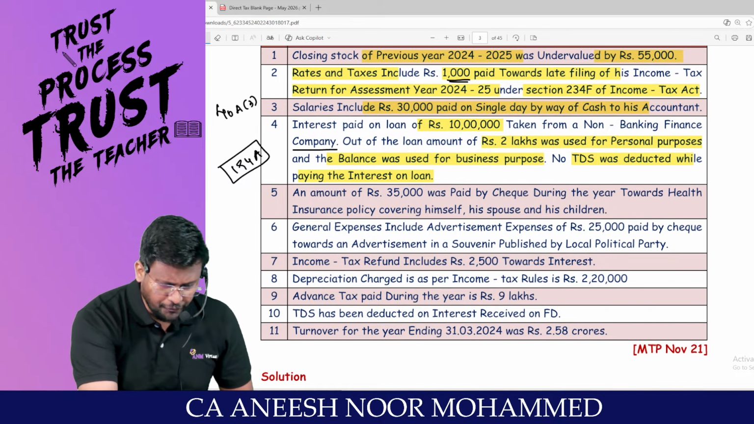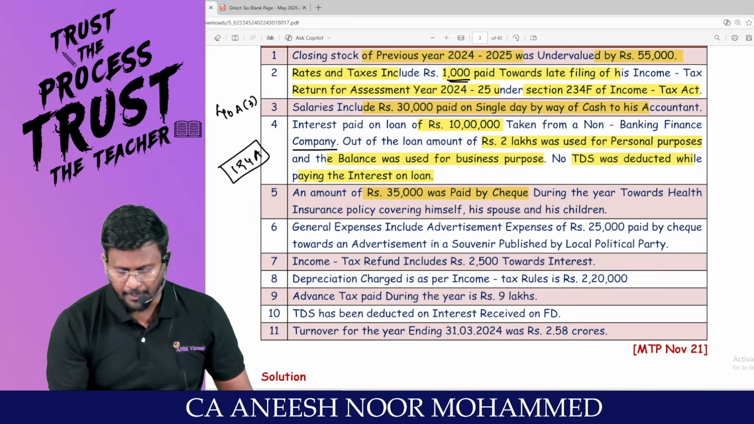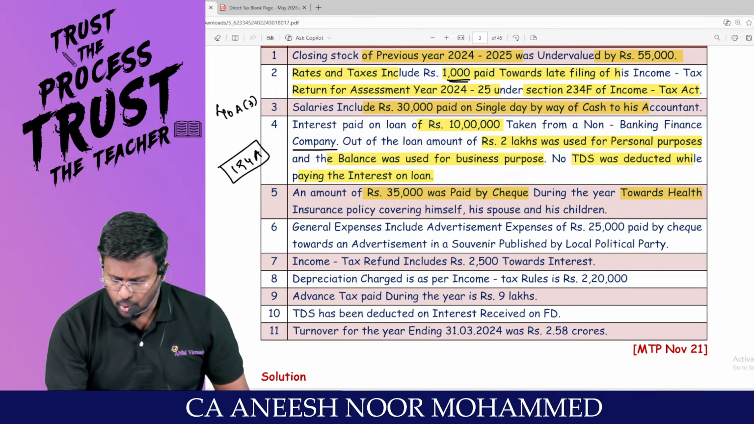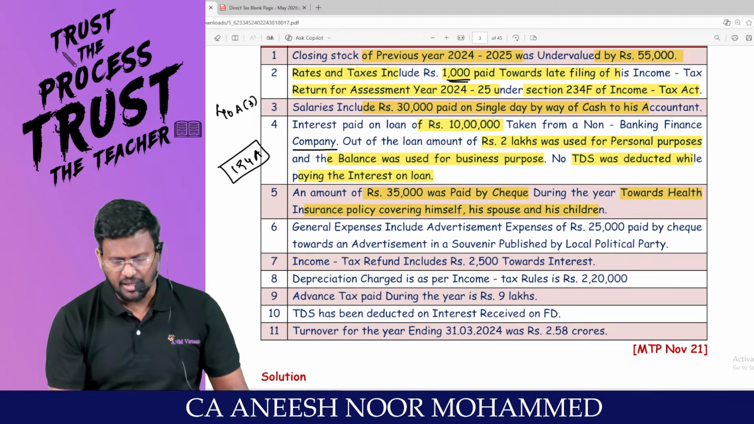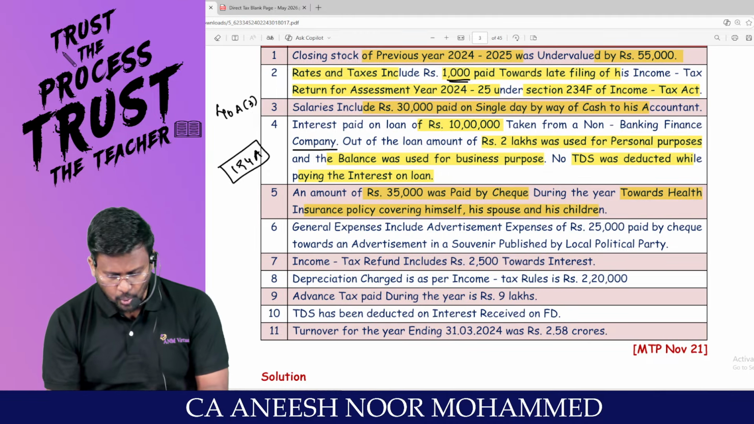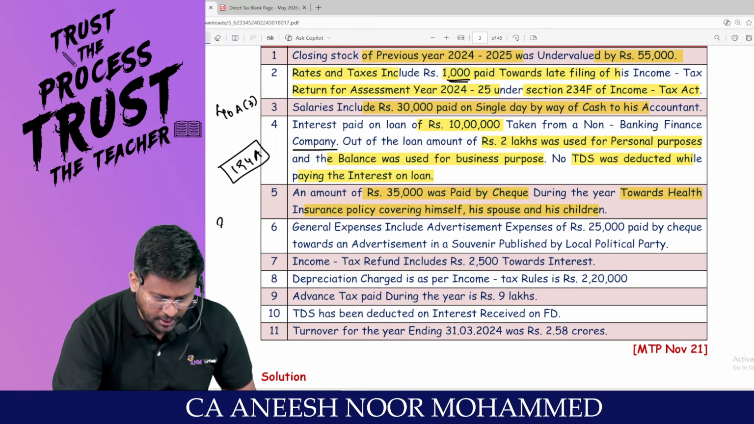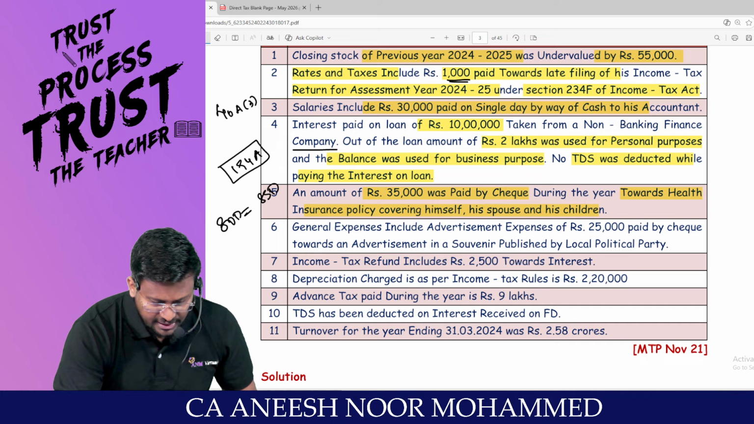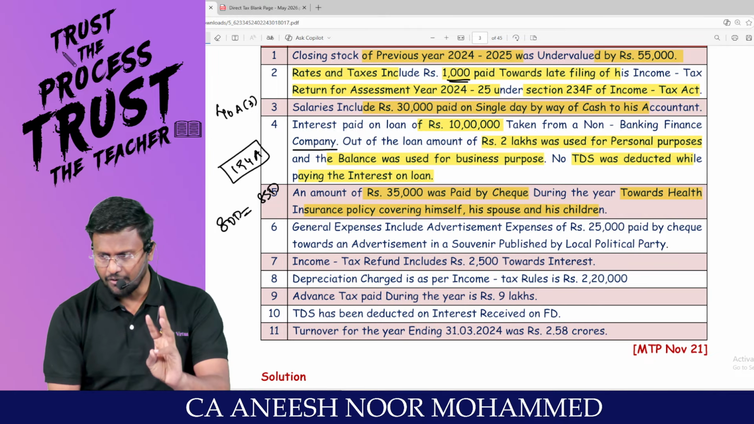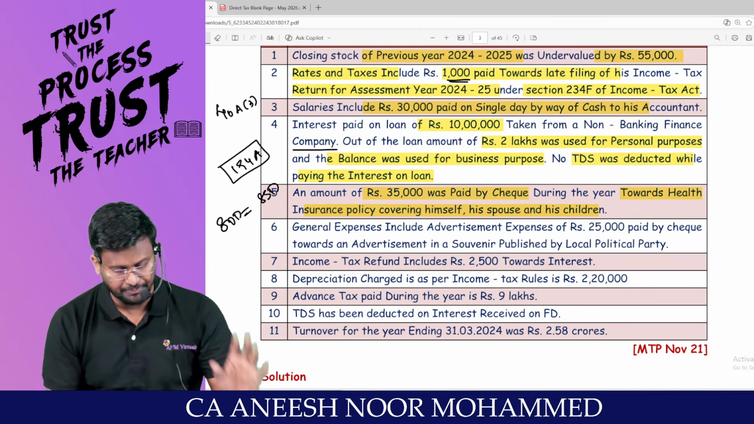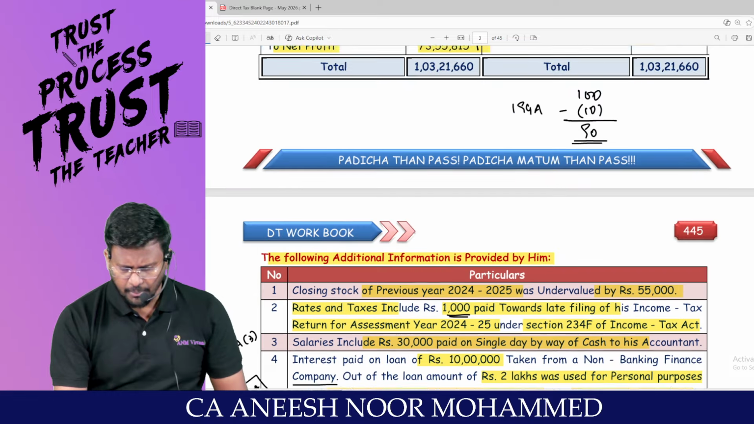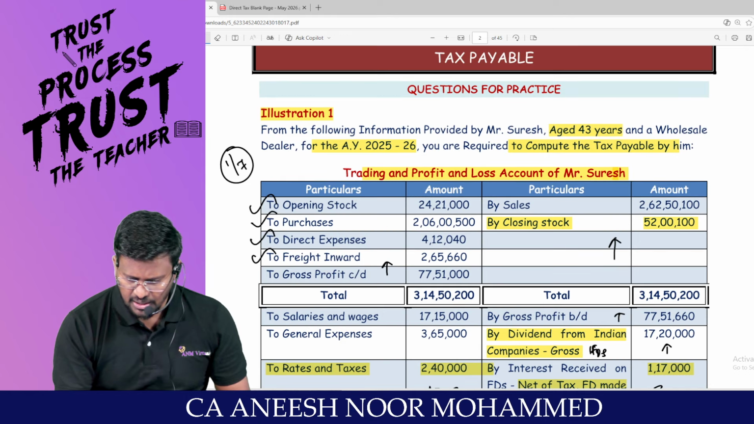An amount of rupees 35,000 was paid by cheque during the year towards health insurance policy covering himself, his spouse and children. As we all know that, sir, 80D is equal to SST. Self, spouse, dependent children. My dear lovable students, this guy's age is 43 years.